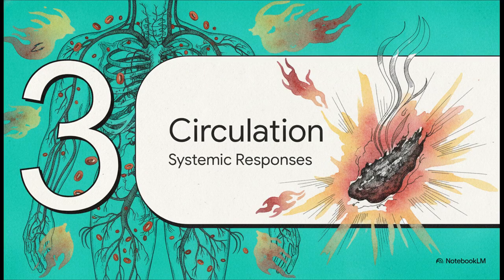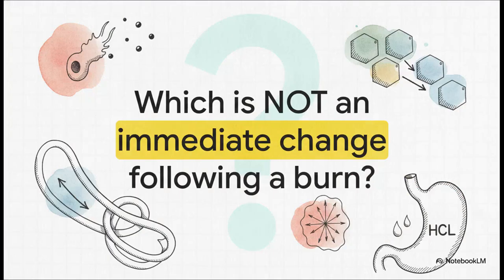All right, Section 3, Circulation, Systemic Burn Responses. Let's hit you with a physiological exception question. Which of the following is not included in the immediate changes following a burn injury? A. Neutrophil degranulation. B. Shift of intravascular fluid. C. Cortisol secretion. D. Hyperglycemia. Or E. Excessive secretion of hydrochloric acid in the stomach.